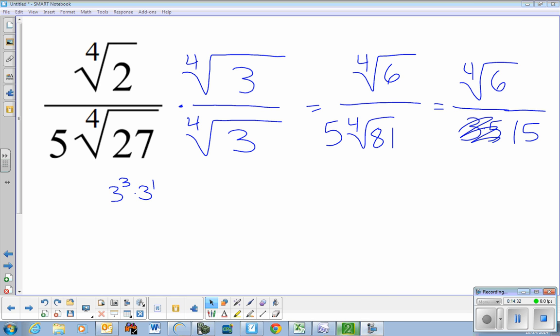All right, so there's our skills. Add, subtract, multiply, divide, working with radicals. You don't do a whole lot of these, so that's why I need to practice some.